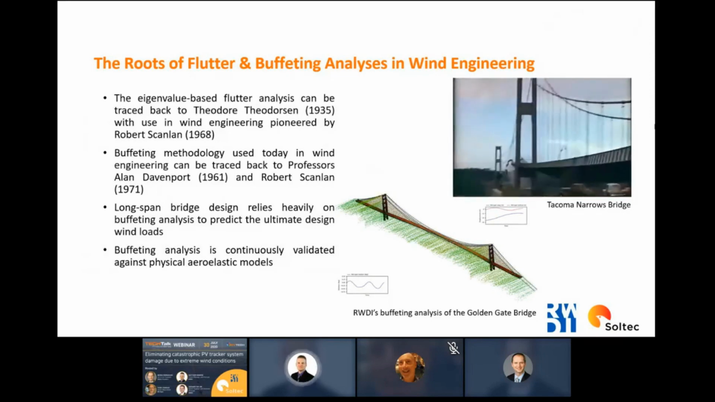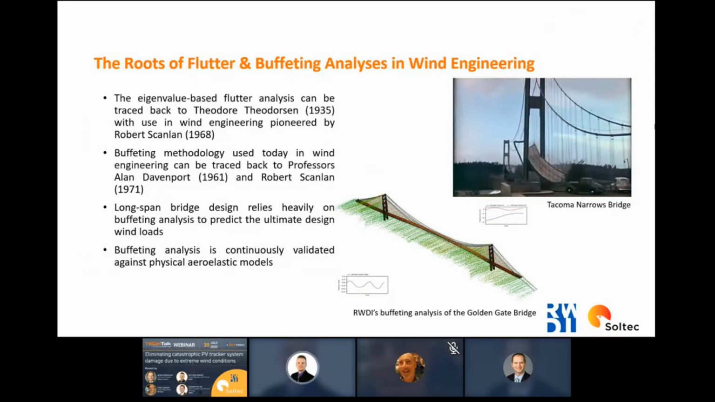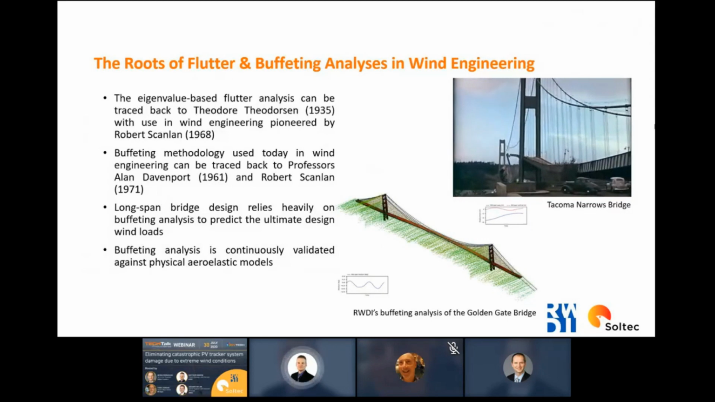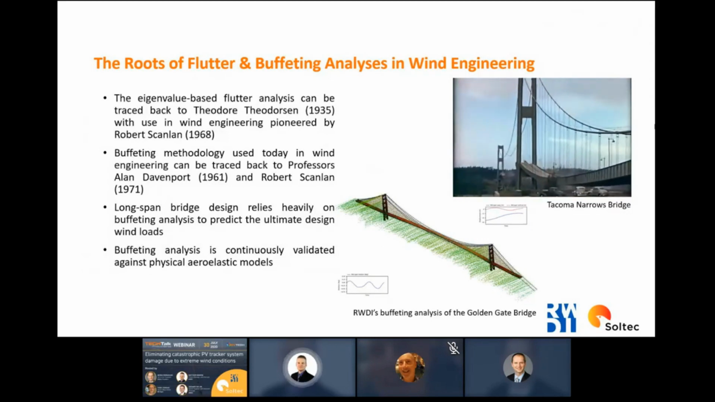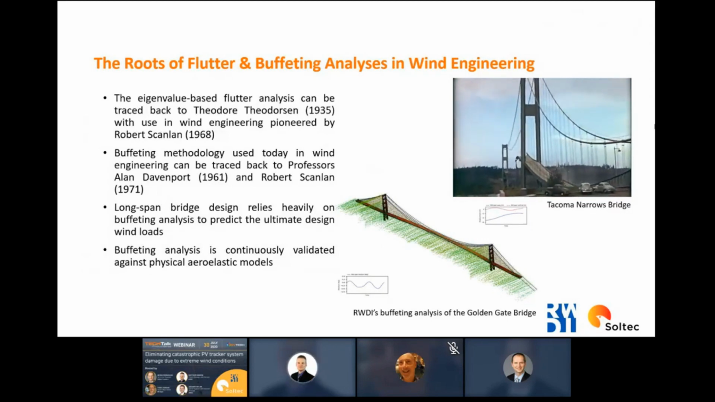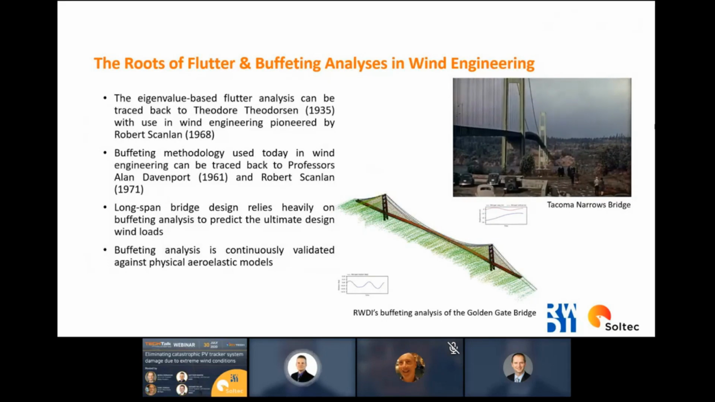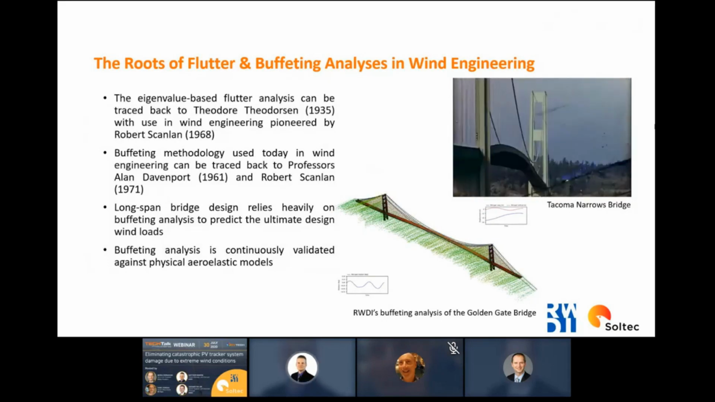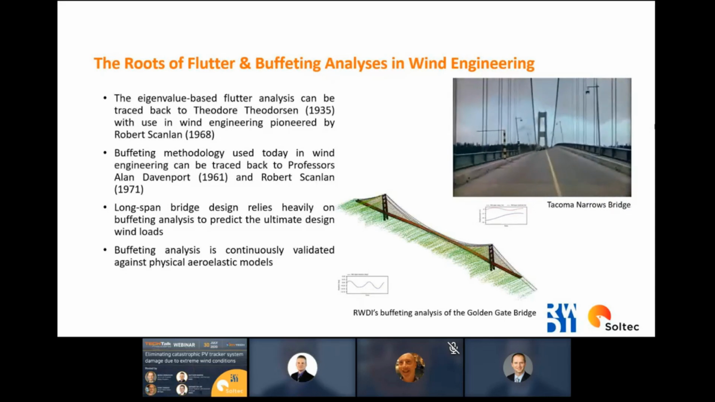So the flutter analysis goes back actually to the mid-1930s with the work of Theodorsen. And that work got adopted into wind engineering by Robert Scanlan in the 1960s. And this really was motivated by the Tacoma Narrows bridge failure shown in this video. And this is a form of flutter. So this was really the driving force for the beginnings of wind engineering and long span bridges.